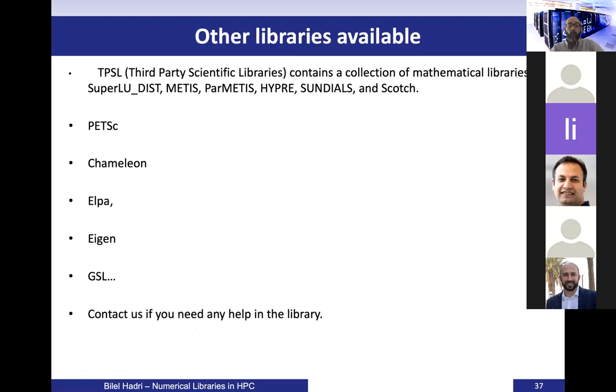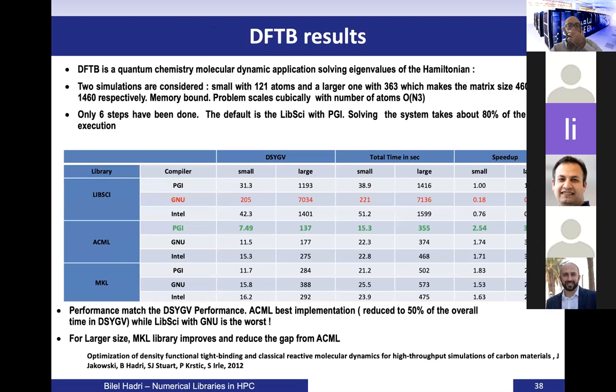I will not go on, my time is almost over. There are several libraries, so please check them. Also, I know many of you are using PETSc, TPSL that have a lot of dependencies, Parmetis, Hypre, Sundials, and Scotch. So check. If there is a library that you don't have or you don't know how to compile, please contact us. You have our email here: help@hpc.kaust.edu.sa.